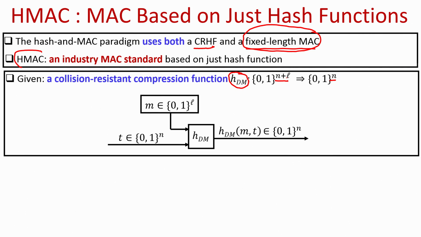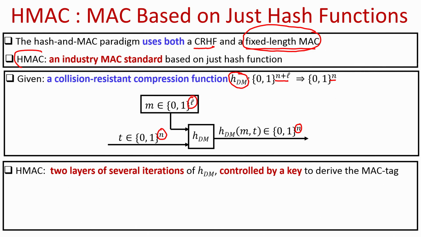It takes an input of size n plus l bits, but you can imagine that input as containing two parts, one part of little l bits and another part of little n bits, and overall the output is a fixed size output of n bits. And we had seen in the last lecture that the Davis-Meyer construction can be instantiated using any secure block cipher, say AES, DES and so on.